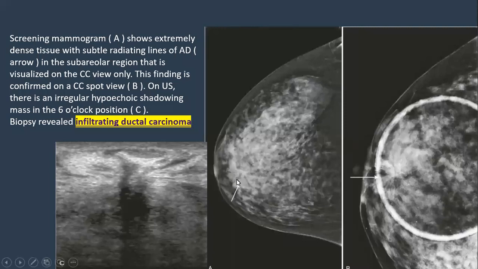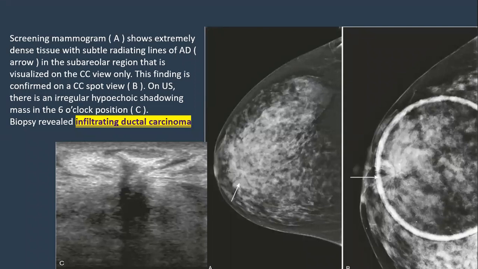But luckily they could pick it up on a screening mammography, and spot magnification as diagnostic had been done for her. It makes the abnormality more clear than the standard CC view, okay, and ultrasound demonstrated a hypoechoic shadowing mass at 6 o'clock at the same location. Biopsy revealed infiltrating ductal carcinoma.